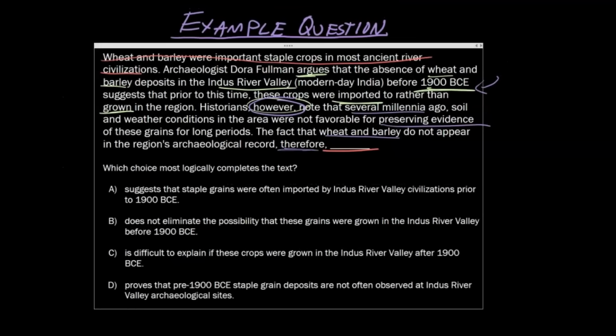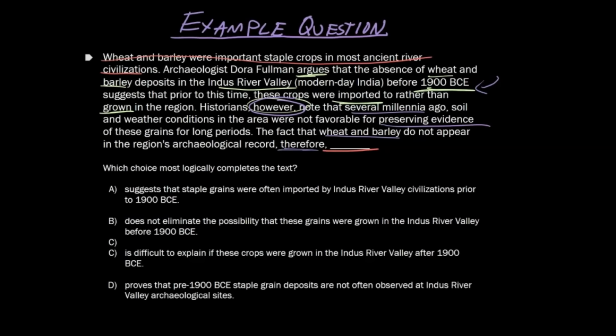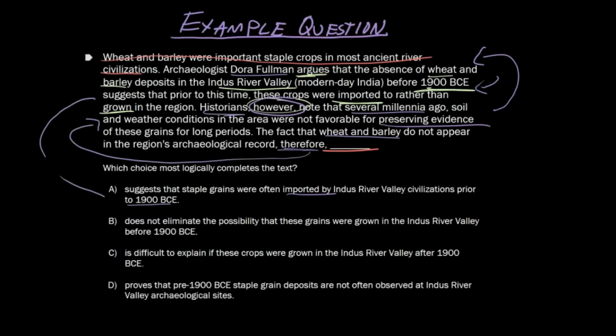Well, the historians here are contrasting, and we see that because of the usage of the word however. Therefore, they're saying that her idea might not be true. Why? Because if soil and weather conditions couldn't preserve the evidence that there was wheat or barley, then how could archaeologist Dora Fullman know that there was wheat or barley or not? So A suggests that staple grains were often imported by Indus River Valley civilizations prior to 1900 BC. No. This, therefore, is trying to prove the historians, however. A is trying to prove Dora Fullman's point here, right?